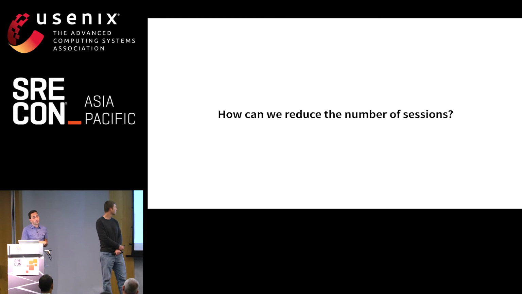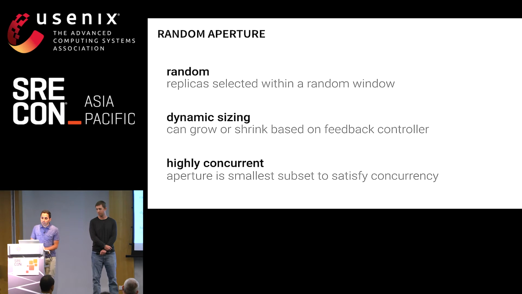So this naturally led us to the question of how we can reduce the number of sessions without drastically changing our architecture or incurring any expensive coordination. Our first attempt at a solution was something we called random aperture. Random aperture is just defining a random window over which the load balancers can dispatch requests. This allowed us to implement it in a simple way without any coordination. The aperture window sizing was also dynamic. There's a simple feedback controller within each load balancer that allowed it to match the window size to the concurrency of a client. And this addresses a lot of the issues that we talked about earlier with low concurrency.